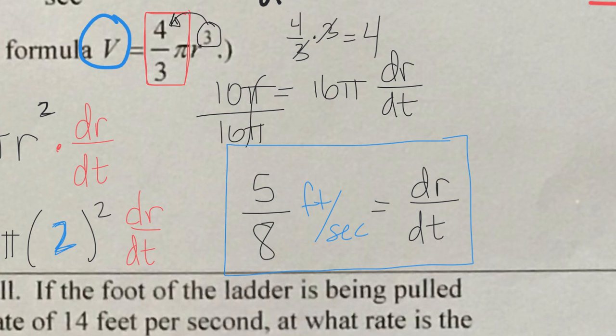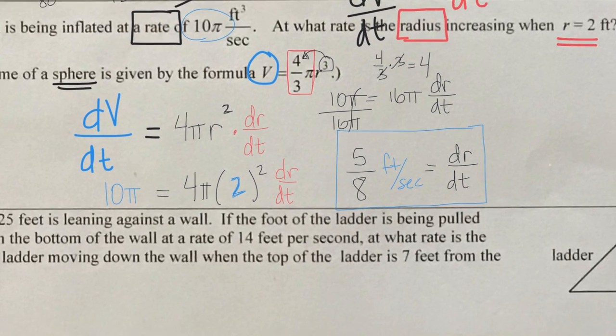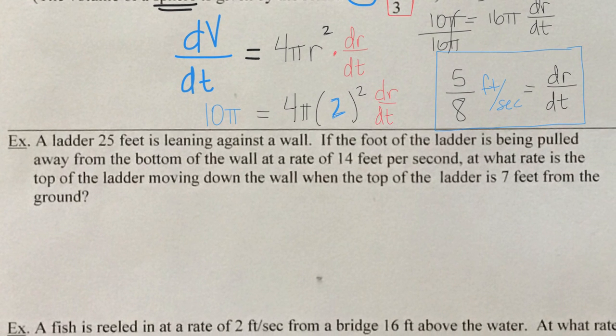Okay, so that was a nice geometric one. Let's look at another geometric one. They're almost always geometry shapes. A ladder, 20 feet, 25 foot. A 25-foot ladder is leaning against a wall. The foot of the ladder is being pulled away from the bottom of the wall at a rate of 14 feet per second.